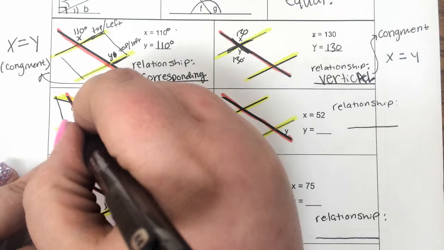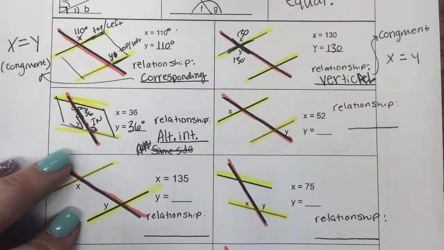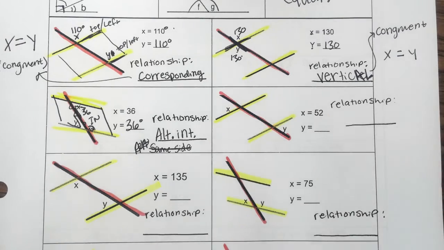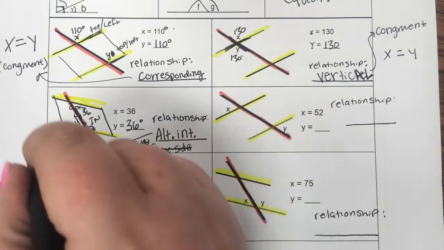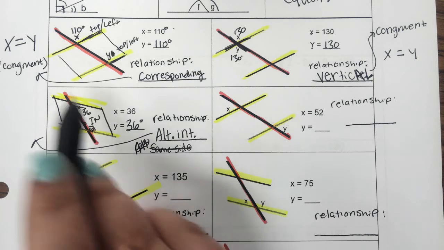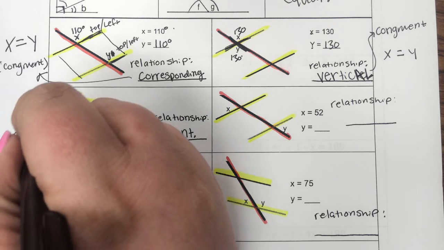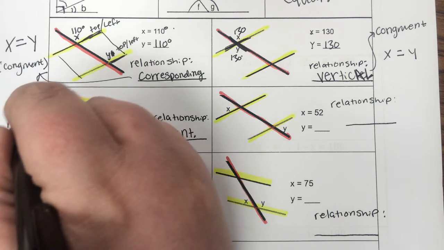You can see that Y is a small, acute angle, and so is X. Because the relationship was alternate interior between X and Y, I know that those angles were congruent. So X and Y were equal to each other.